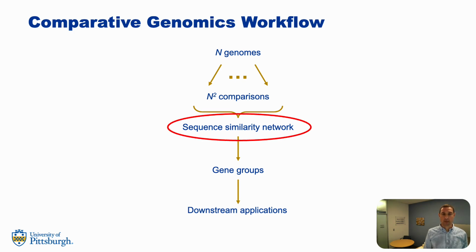Today I'll be talking about this sequence similarity network step in the middle because it represents a bottleneck through this process. The N squared comparisons can be done distributed on a computing grid, but then this data comes back together to form a sequence similarity network, and that typically is done on a single computer, which makes this a rate limiting step in the comparative genomics workflow.